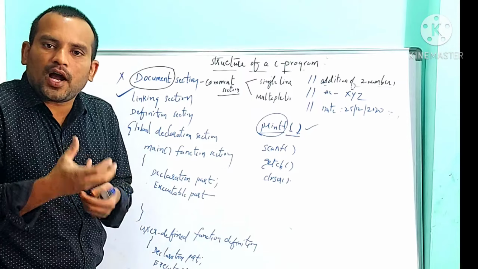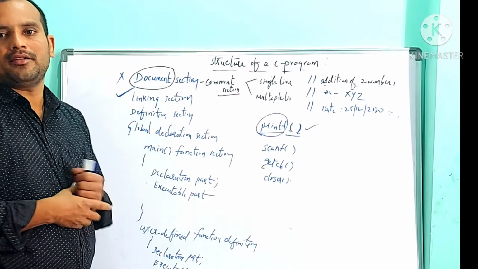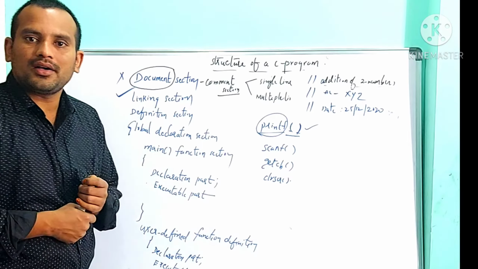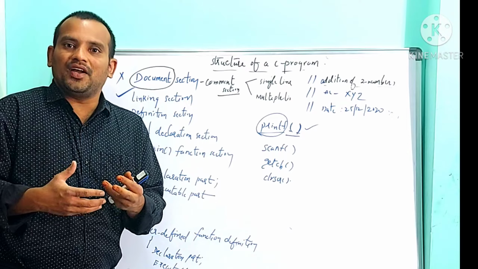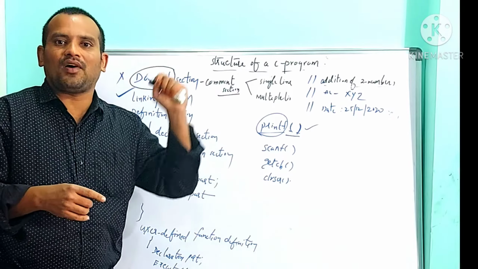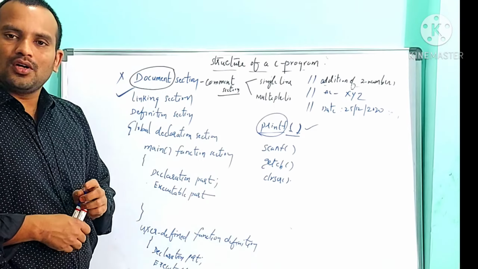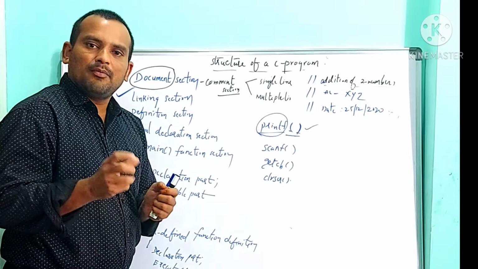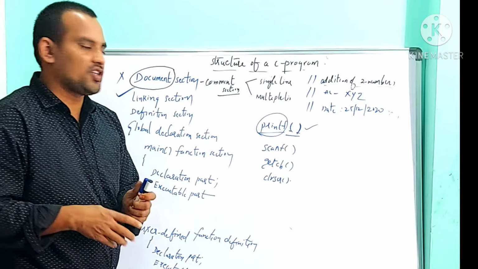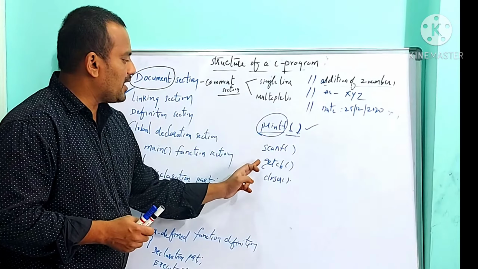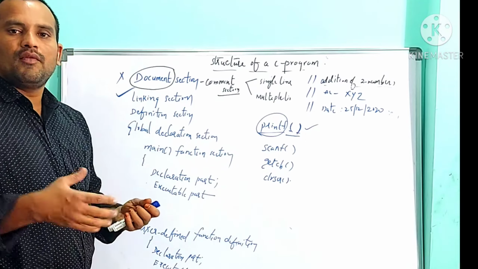What is meant by predefined? Predefined means which is already defined. Predefined function means it is already defined. Where is it defined? In the header file. So header files contain meanings or definitions of predefined functions like printf, scanf, getch, clrscr. The importance of these predefined functions we will discuss later.